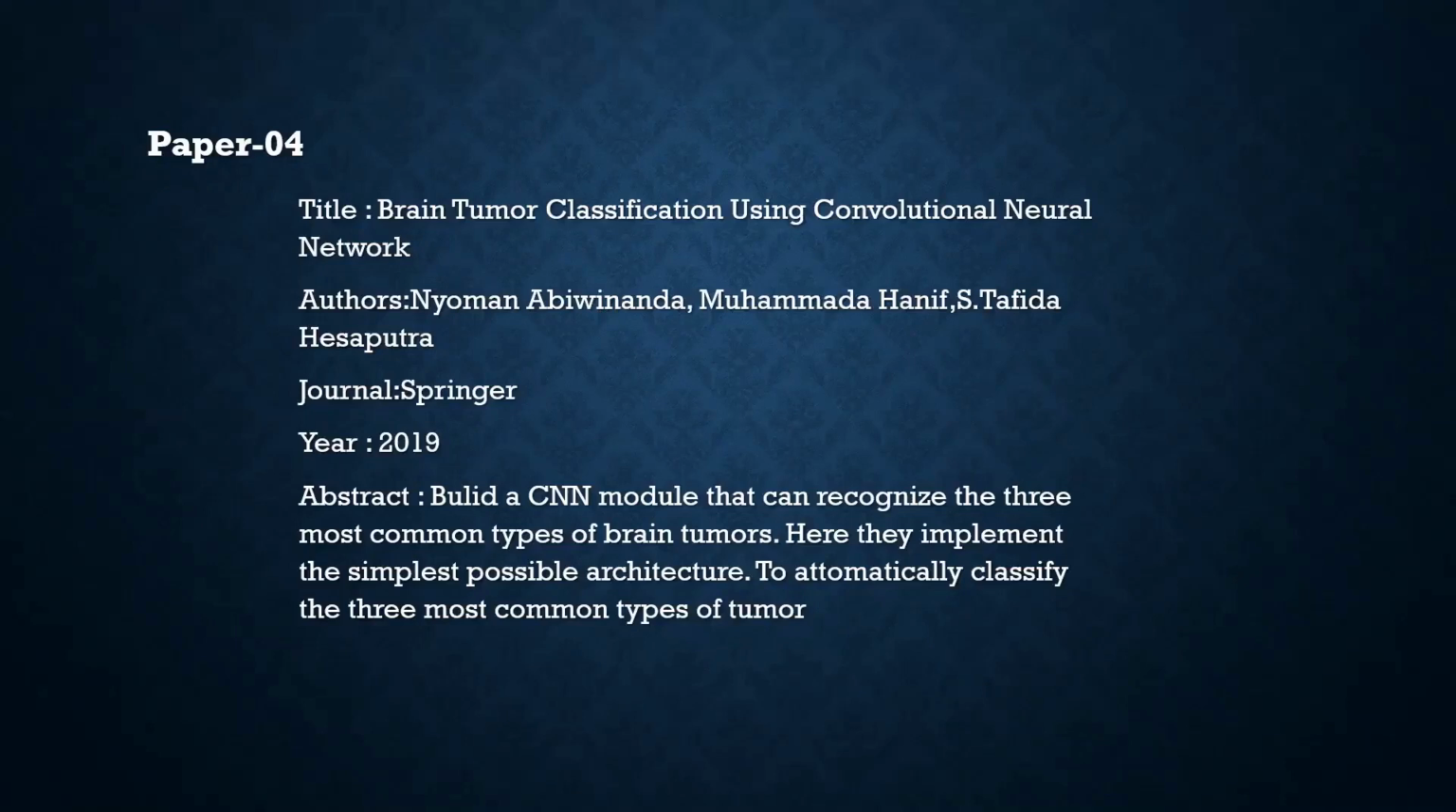They implemented the simplest possible architecture of CNN, that is max pooling, flattening layer followed by full connection from one hidden layer. For this project, they use 364 T1 weighted MRI images. Although they use only 700 images from three different types of tumors, they use 500 datasets for training and 200 datasets for testing. The CNN architecture.